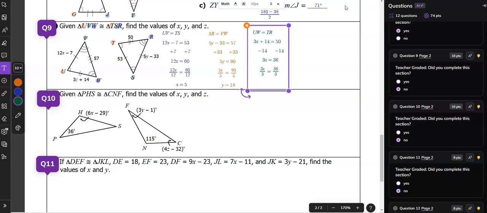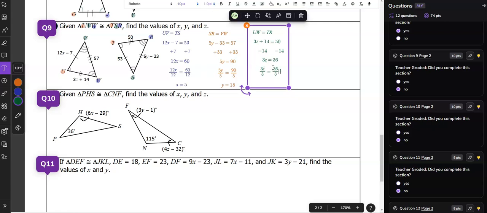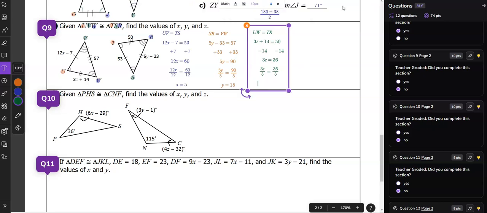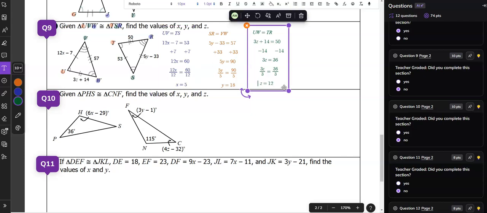And that's going to leave me with an answer of, oops, I put x in all of these instances. I apologize. Let me fix those. z will be equal to 12. Make sure you have this part copied down and in your notes, and then make sure you mark this question as completed on the right-hand side.